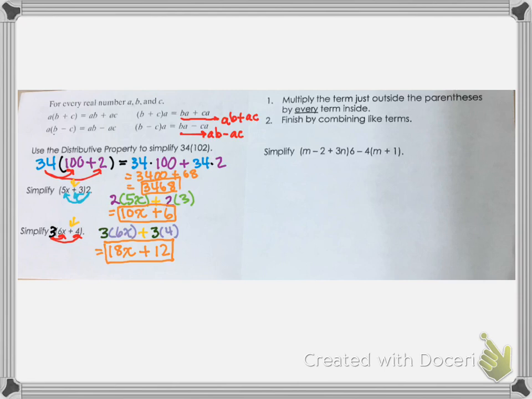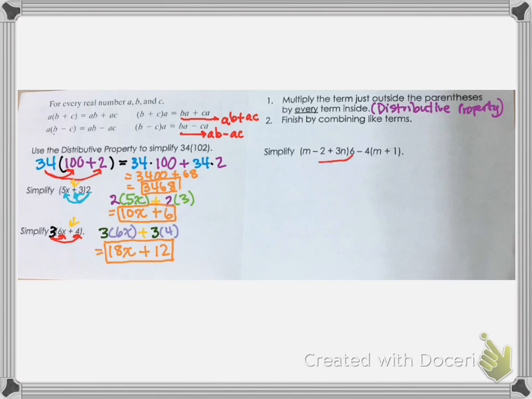So step 1 says multiply the term just outside the parentheses by every term inside. What is that? The distributive property. So that's what they're telling us to do. But then they talk about finish by combining like terms. So I'm going to kind of demonstrate that to you as I go through the problem.